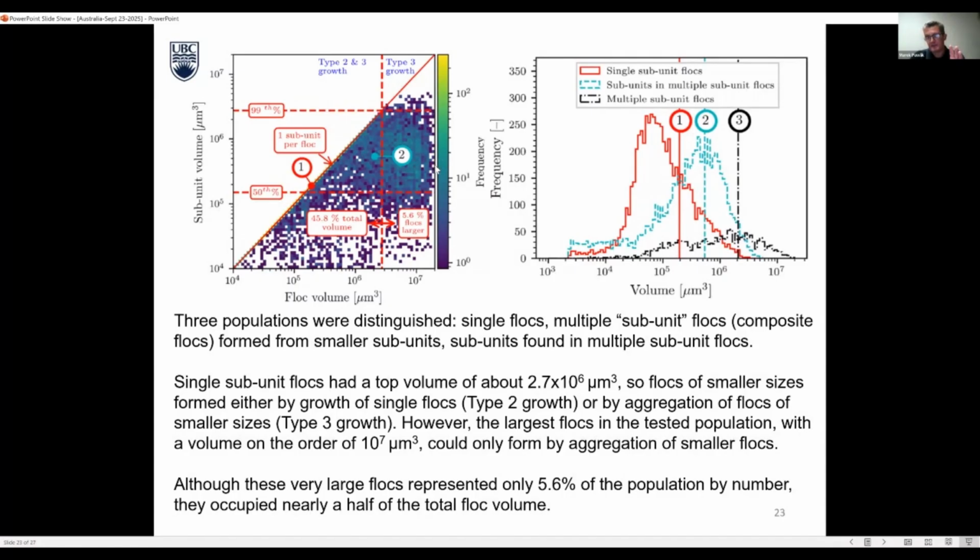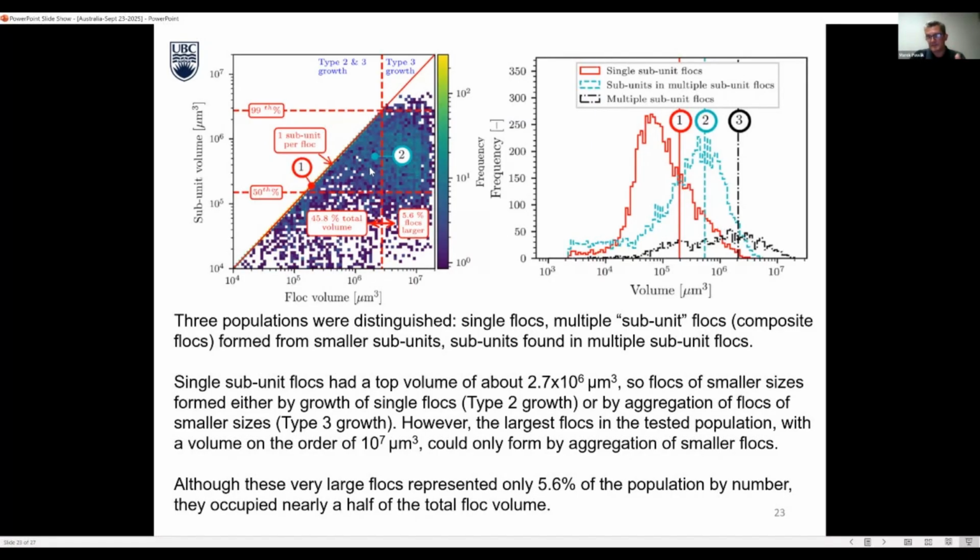This is in fact a 3D graph with a maximum roughly around the number 2 here. This number 2 is highlighted, surrounded by the light blue circle. But basically along this line we have single flocks. We then get to a point where we still have a small population of very large flocks, but they are entirely composed of smaller subunits.